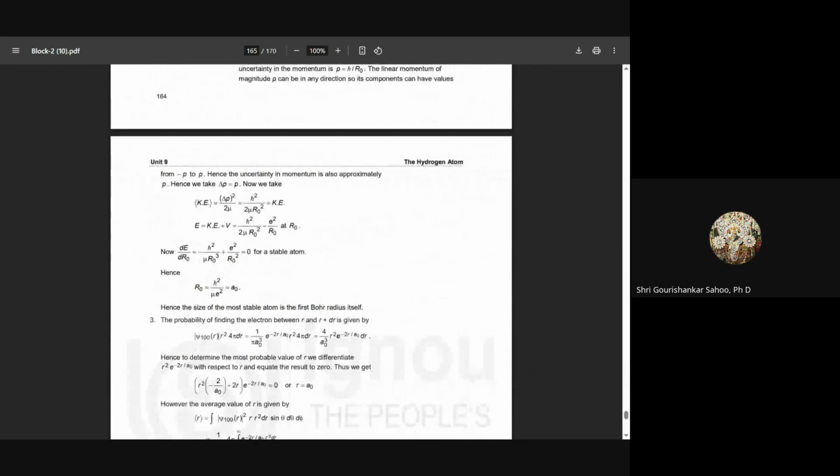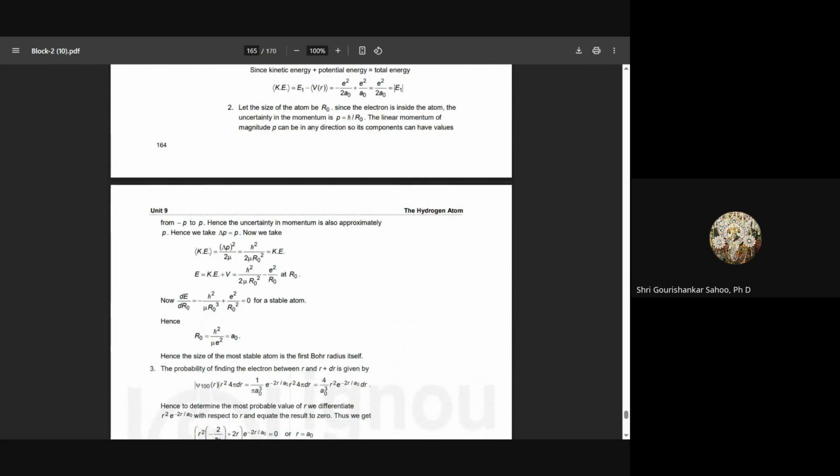Here it is. The problem is: use the uncertainty relation to show that the dimension of the most stable ground state hydrogen atom is of the order of the first Bohr radius a0, and it's shown on the screen. Let the size of the atom be R0. Since the electron is inside the atom, the uncertainty in the momentum is P equal to h cross by R0. The linear momentum magnitude P can be in any direction, so its component can have values from minus P to P. Hence, the uncertainty in momentum is also approximately P. Hence, we can take del P equal to P.